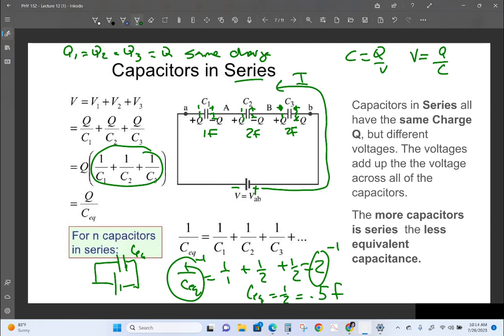So this battery is attached to a 0.5 farad equivalent capacitor. The more capacitors that are in series, the less the equivalent capacitance. So that means that it can hold less and less charge.